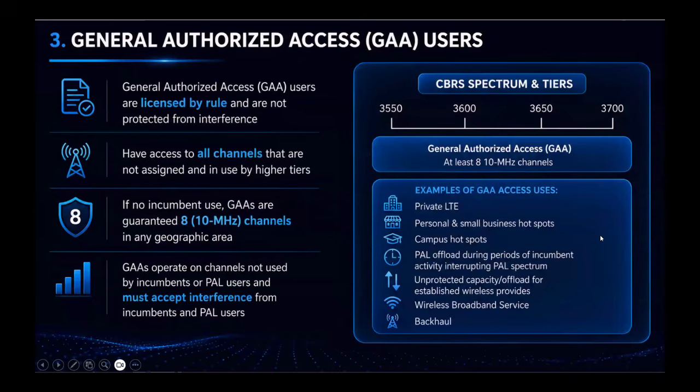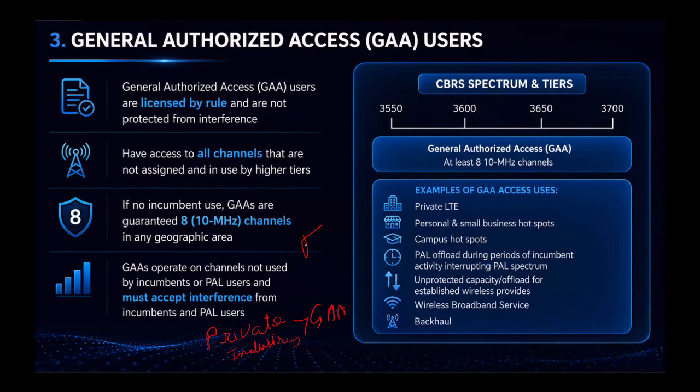Then we have General Authorized Access. In most private industries, factories, or manufacturing plants, this is used. GAA is preferred because, first of all, it is free of cost. You don't have to pay anything for the license. But the thing is that it has the least priority. So at a particular location, if an incumbent or PAL is present, in that case, GAA will have to stop using that particular frequency, right? So it is least priority.